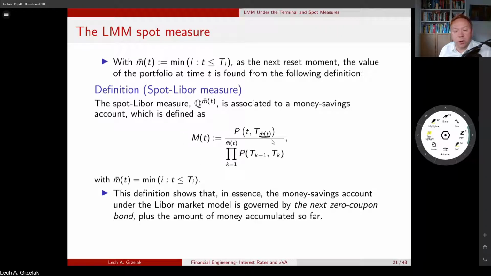If we analyze it further, we see that the stochasticity here, those periods, are not stochastic quantities. You see, it's t_k minus t_{k-1}, but this does not depend on time t. Only this part depends on time t. So this is an interesting way of expressing a money savings account. But this allows us to define this spot Libor measure, because now this will be our numeraire. We would like to define the measure of the Libor.